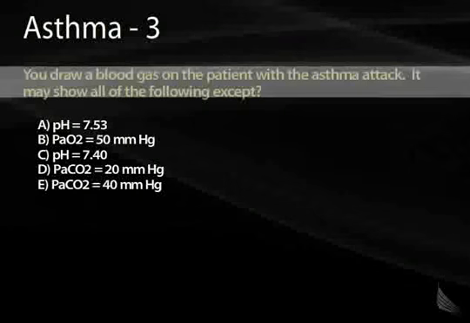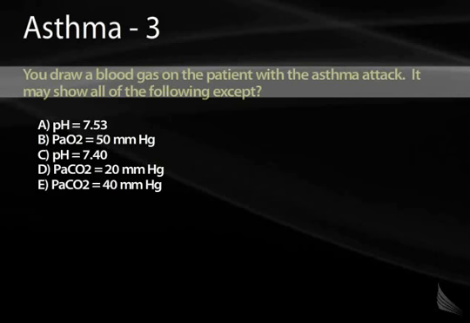If we were to draw a blood gas on this patient with an asthma attack, which would we expect to see? Let's go through each of these answers. Very often, patients with an asthma attack will hyperventilate. Because of the increased work of breathing, because they're nervous about being in the hospital, they'll initially hyperventilate. Therefore, the person can have an elevated pH or a low PaCO2.